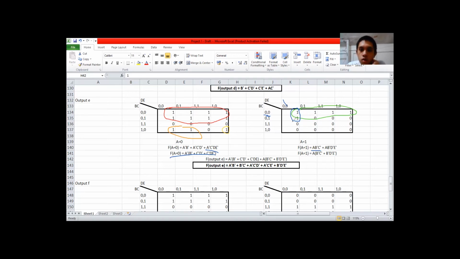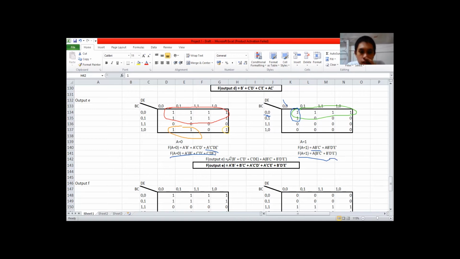So for the blue group, A is 1, therefore it will become A, B is unchanged, which is 0, therefore it will become B prime. C, a literal C is changed from 0 to 1, therefore it is cancelled. D and E are both 0 because these cells lie on the same column. Therefore, it will become A and B prime and D prime and E prime. So here is the factored form of this Boolean expression.